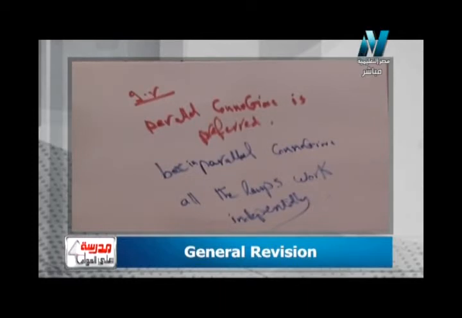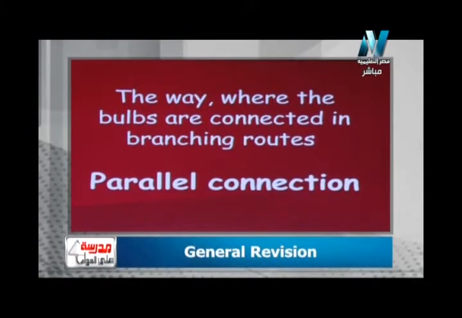So if one lamp burns out or turns off, all the other lamps aren't affected. So again, we prefer the parallel connection. Why? Because in parallel connection, all the lamps work independently. So if one lamp is damaged, burned out or even unscrewed, all the other lamps aren't affected. And we have seen a very important video of this while studying this lesson in the second term. So again, the way where the lamps are connected in branching routes is the parallel connection, not series connection.